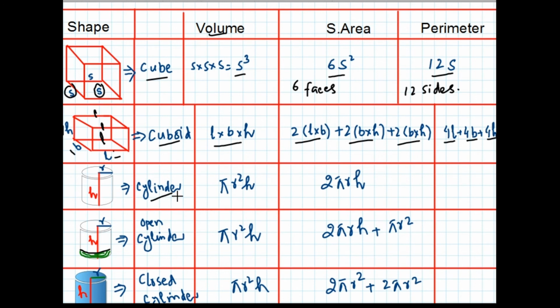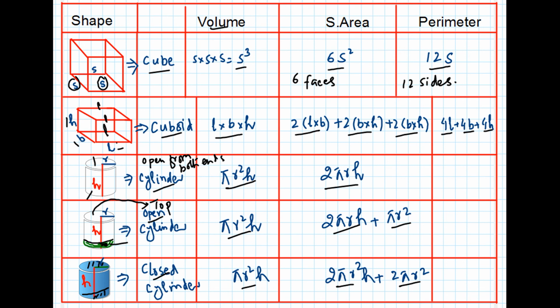Next shape is cylinder having radius equal to R and height equal to H. It is open from top and bottom as shown. So volume is equal to pi r square H, and surface area is equal to 2 pi r H. For a cylinder that is open from top and closed from bottom as shown, its volume is equal to pi r square H and surface area is equal to 2 pi r H plus pi r square. For a closed cylinder, that is closed from top and bottom as shown, volume is equal to pi r square H and surface area is equal to 2 pi r H plus 2 pi r square.